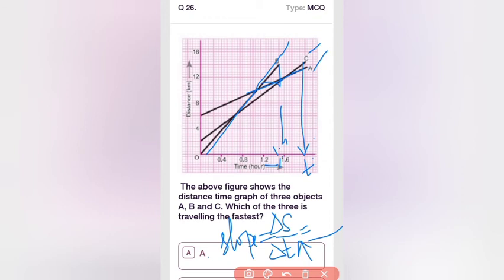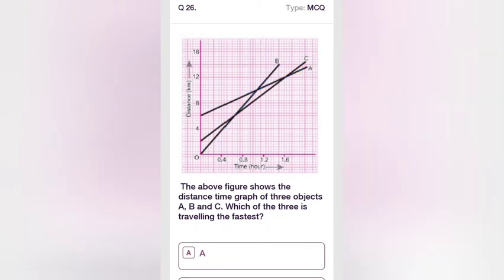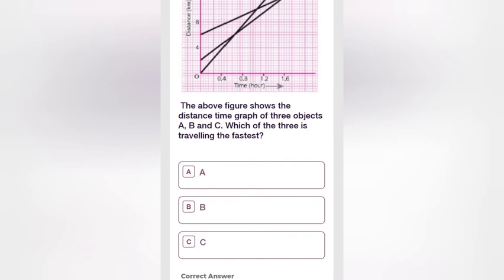They are asking the speed. So speed is distance by time. Okay, so the slope of this gives distance by time. But the time is increasing. What happens to the speed? Speed will decrease. So therefore, these two can't be. So this curve B is going to have the fastest speed. Okay, B is going to have the fastest speed.